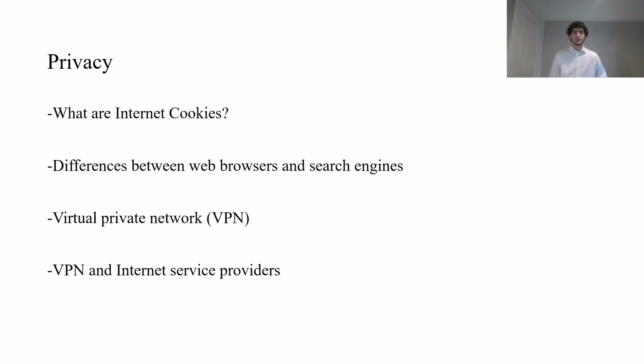Our internet privacy matters more than you think. So what are internet cookies? Web browsers and search engines save small amounts of data called a cookie. They make ads more relevant and better the search results, as well as saving login credentials if you choose.